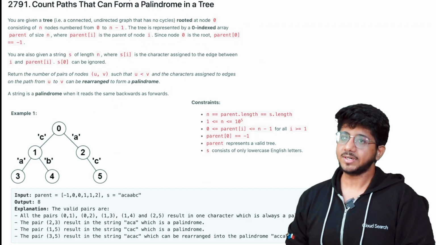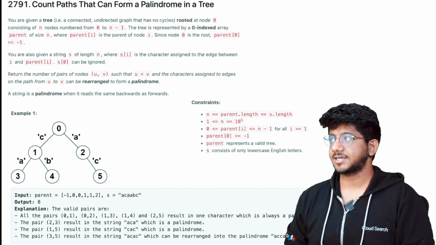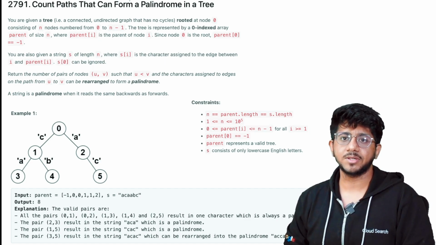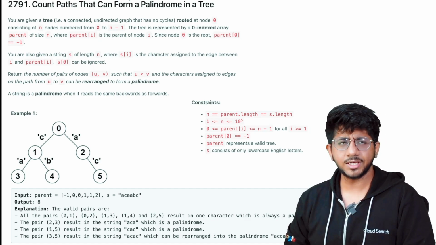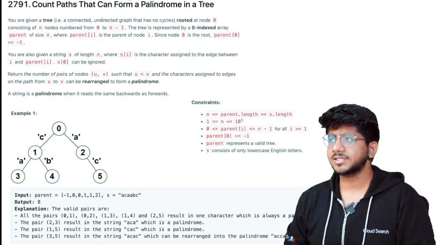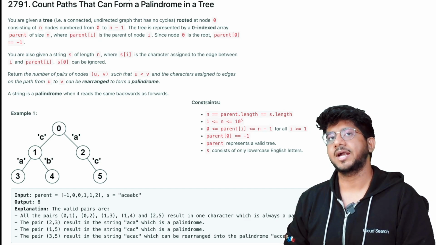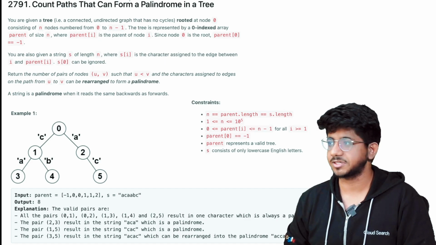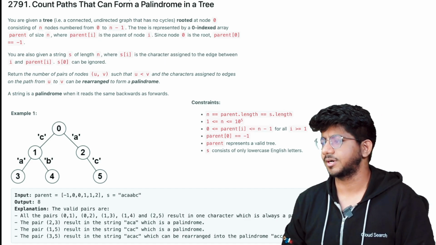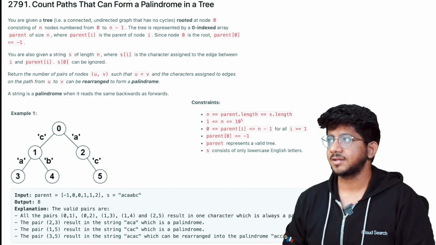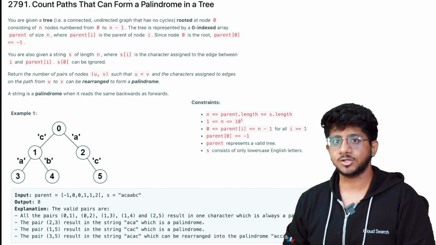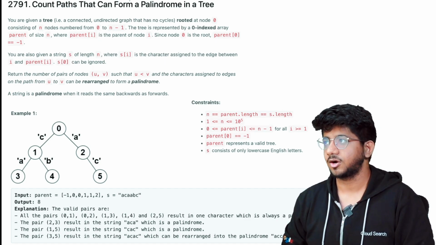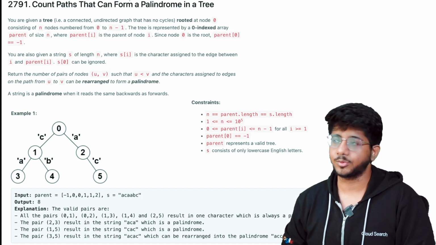In this particular video, I'll take up this question: count paths that can form a palindrome in a tree. This problem came in a LeetCode weekly contest the week before last, and it is something I've seen before too. It had appeared in placement tests, Uber online assessments, the exact same question. So I knew the idea, but let's try to understand this problem from the lens of how you would approach it if you are somebody new seeing it for the first time, or how my brain would work.